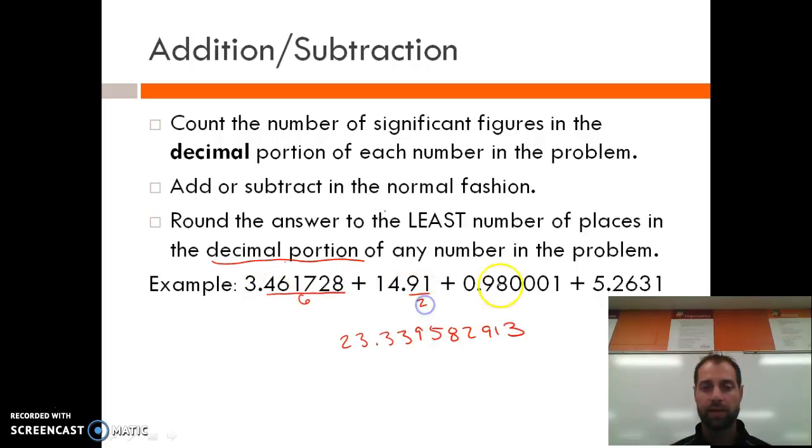Here I have 2. Here I have 1, 2, 3, 4, 5, 6 again. And in 5.2631, I've got 4 in my decimal portion. The least number in my decimal portion would be 2. So I'm going to have 2 decimals, so this would actually equal 23.34.